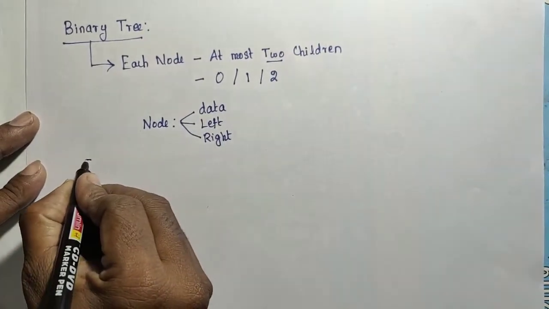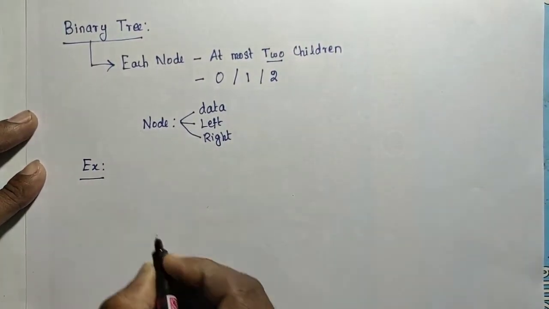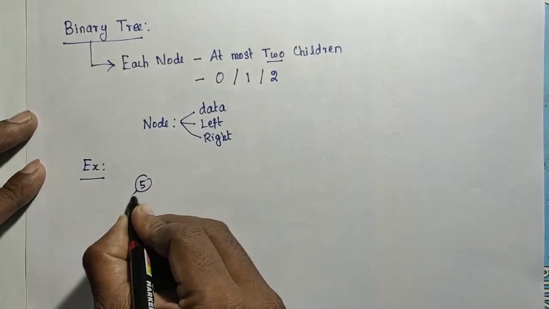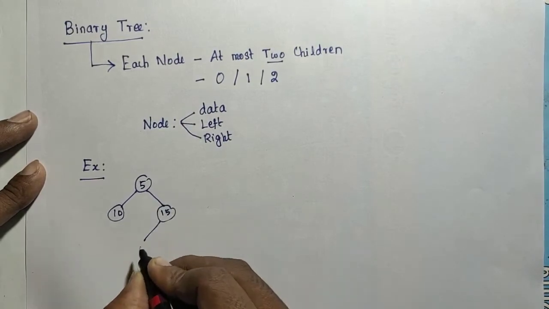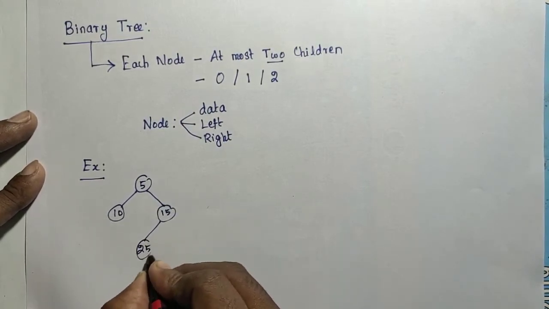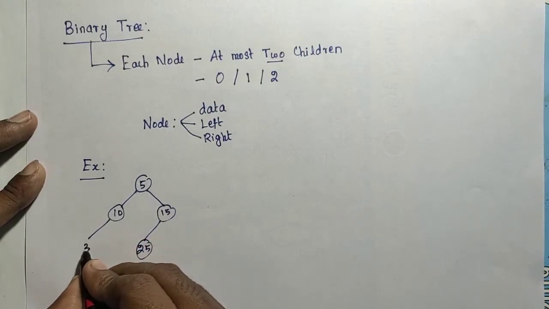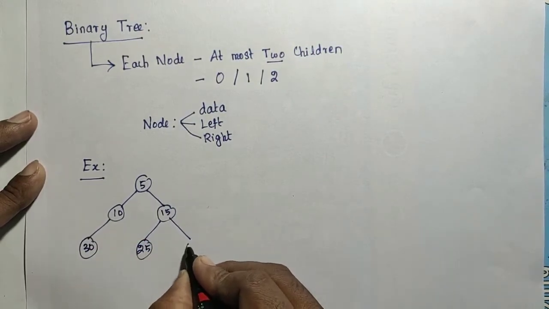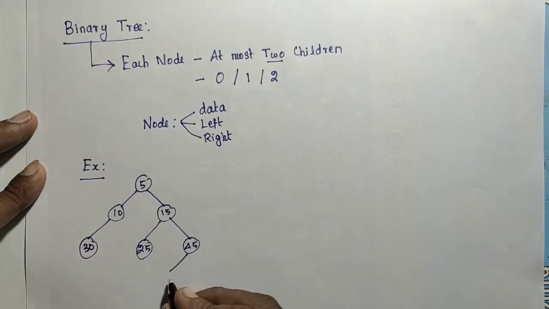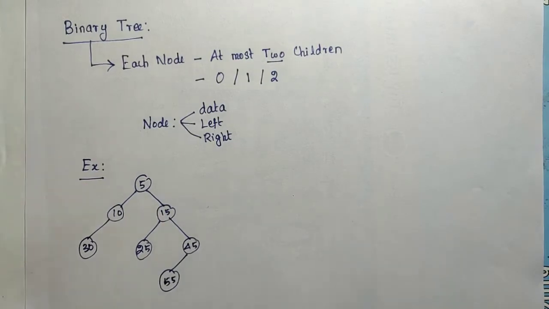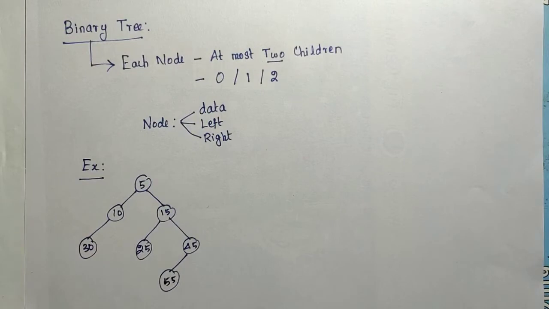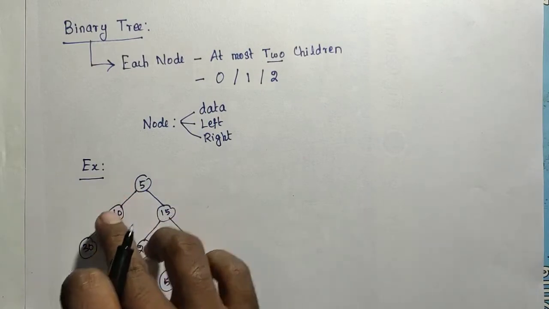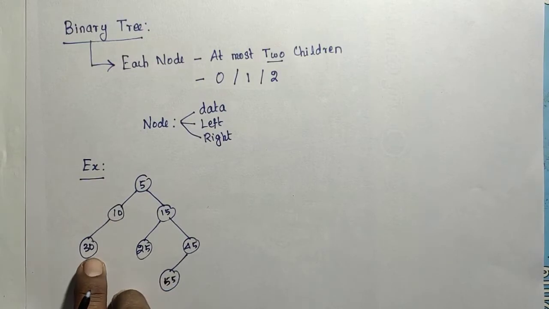An example for a binary tree. Okay, 5, 10, 50, 25 and 30 and 45 and 55. Okay, so this is one example. If you are considering any node in the tree, it can have at most 2 children. For the 5, 10 and then 15. For the 10, only the 30.